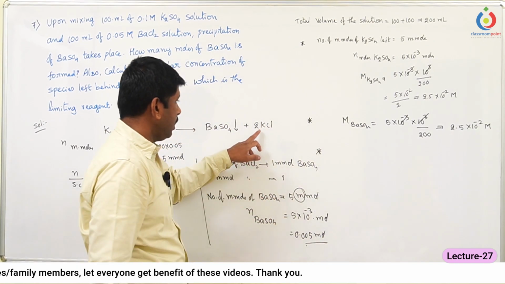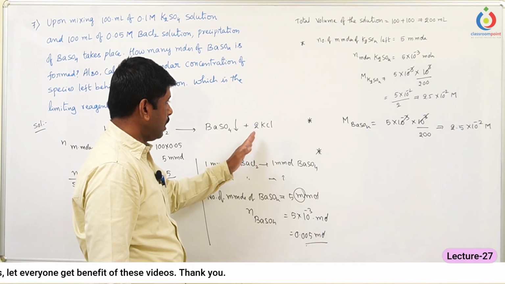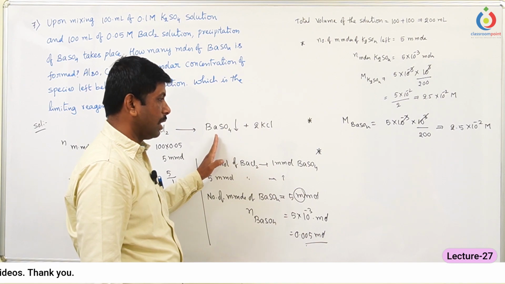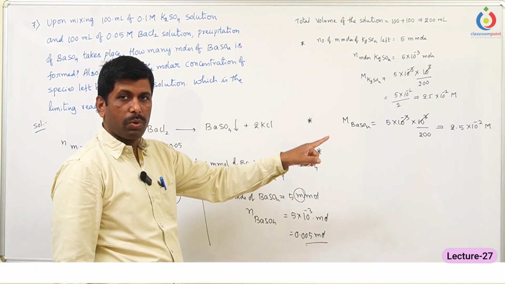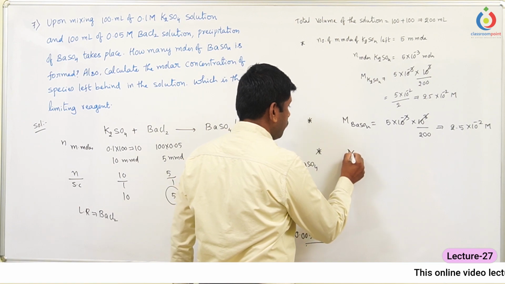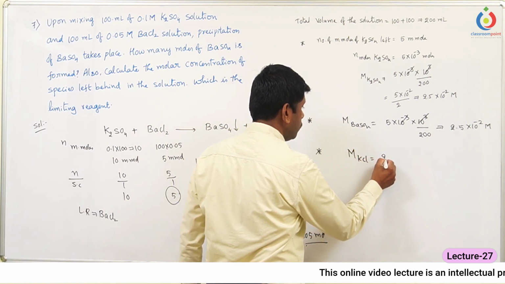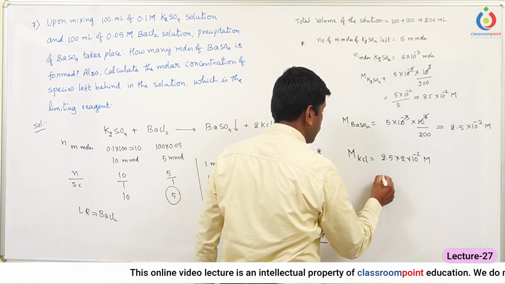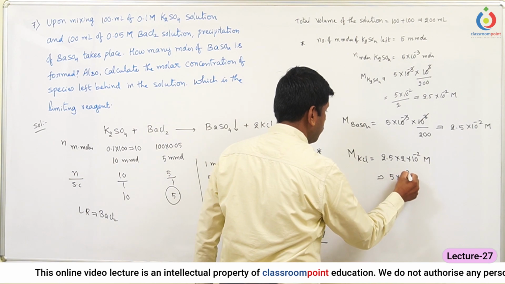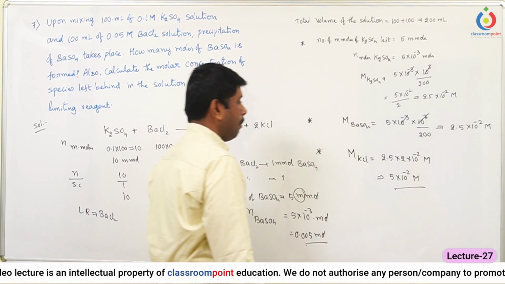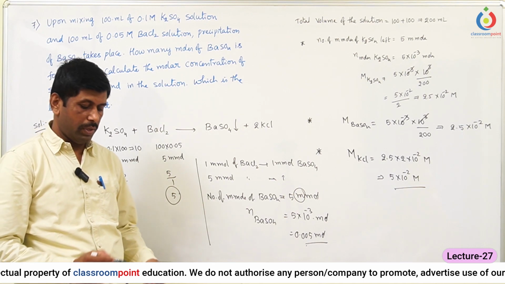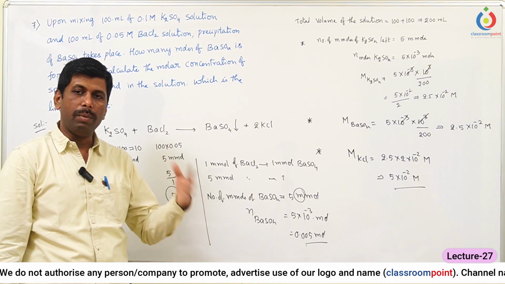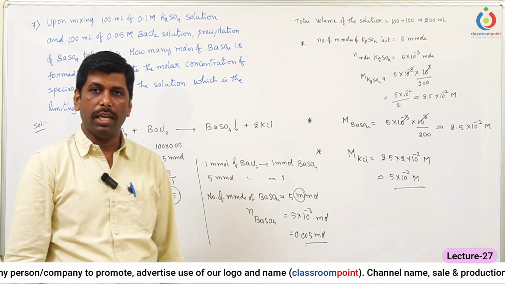Then we need to calculate the molarity of the potassium chloride. See that the number of moles of potassium chloride, according to the balanced equation, is twice that of barium sulfate. So the molarity also will be twice that of barium sulfate. So the molarity of potassium chloride equals 2.5 into 2 into 10 power minus 2 M. That value equals 5 into 10 power minus 2 M, the molarity of the remaining species in the equation. And barium chloride we don't calculate, because we already said that it is the limiting reagent. The limiting reagent is always consumed completely in the reaction.